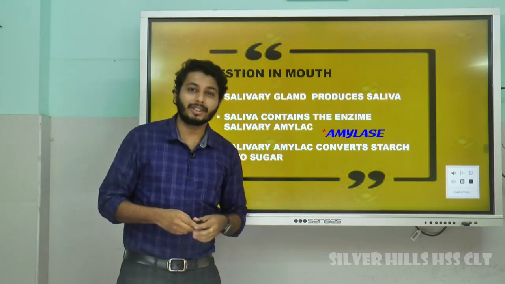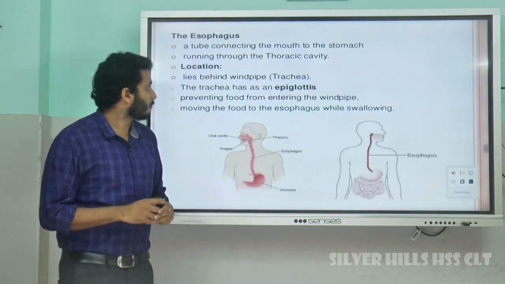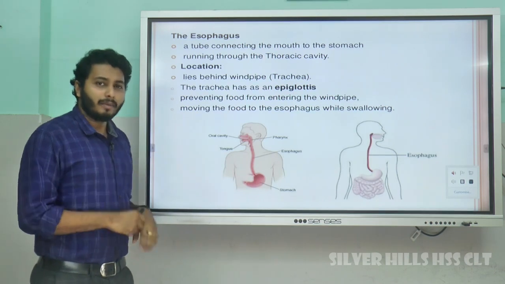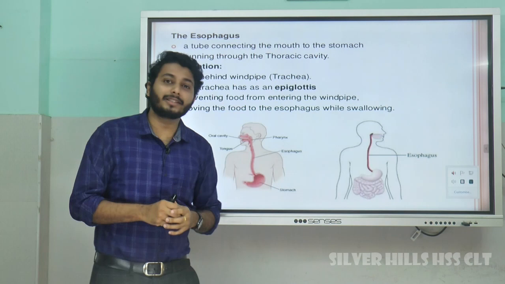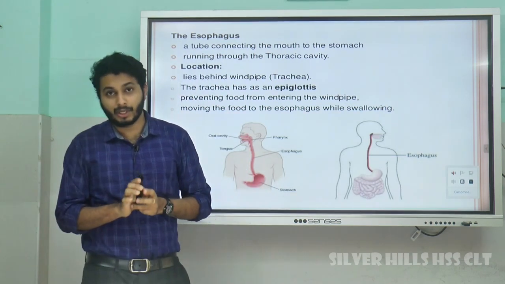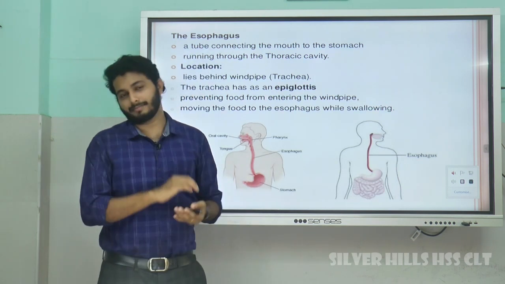Okay, so that's the digestion inside the mouth. Both mechanical digestion and chemical digestion take place inside the mouth. From the mouth, after digestion, with the help of the tongue, we will swallow the food. The food moves through the alimentary canal like a wave.